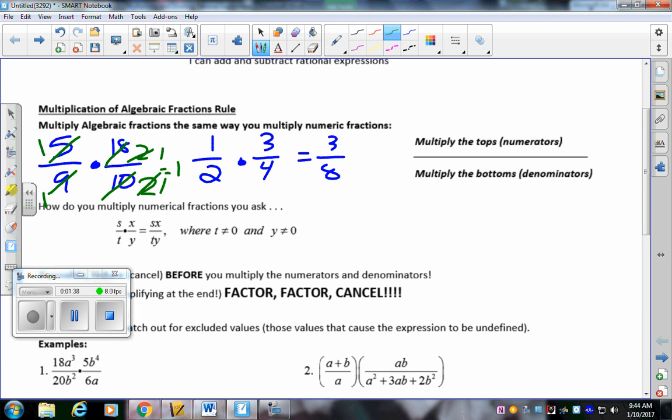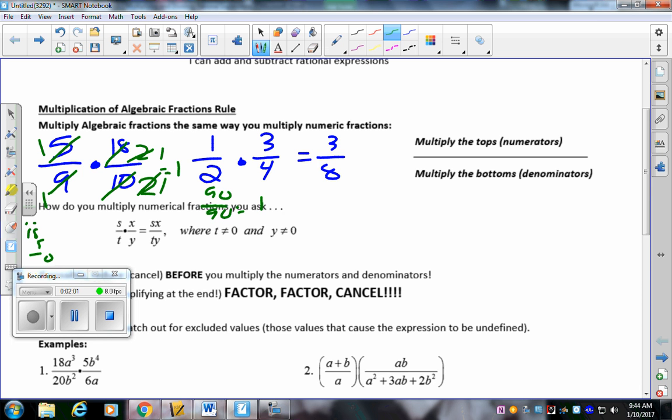Now, if I had gone ahead and multiplied first and done 5 times 18, I'm going to do a little quick math right over here. 0 raised to 4. That gives me 90. And then 9 times 10 is 90. And then I can reduce at the end to give me the 1. So it really doesn't matter whether I reduce first or multiply first. But when we get into our rationals, when we have variables, it will be so much simpler to factor first and then reduce before you multiply your leftovers.